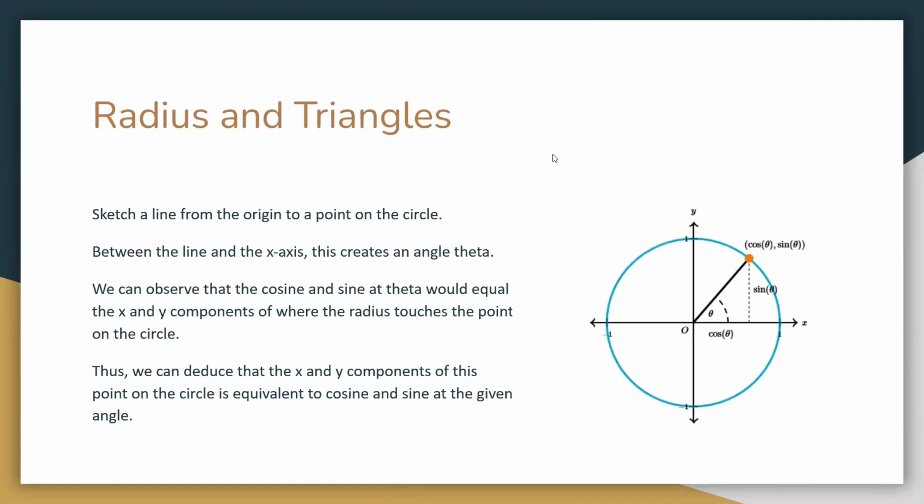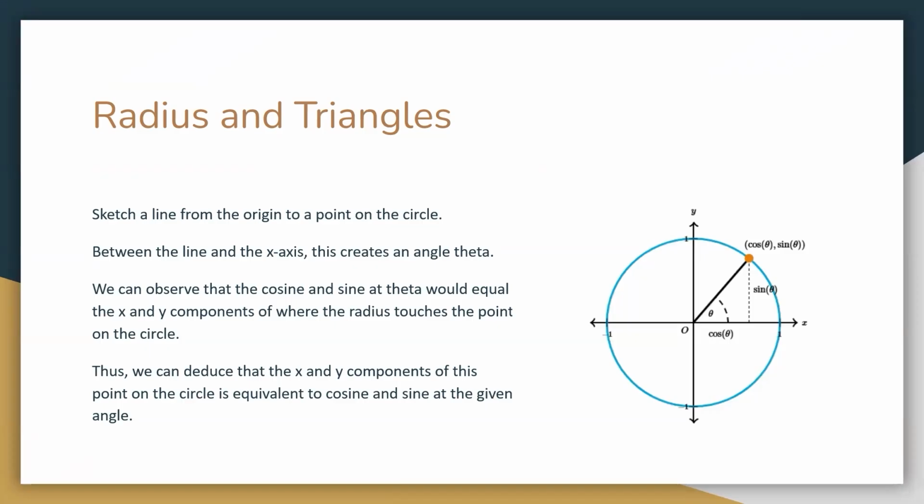Now, the radius and triangles. The way that we do this here is that we sketch a line from the origin to a point on the circle. Between the line and the x-axis, this creates an angle theta. We can observe that the cosine and sine at theta would equal the x and y components where the radius touches the point on the circle. Or in other words, we can make the observation that x squared plus y squared equals 1.